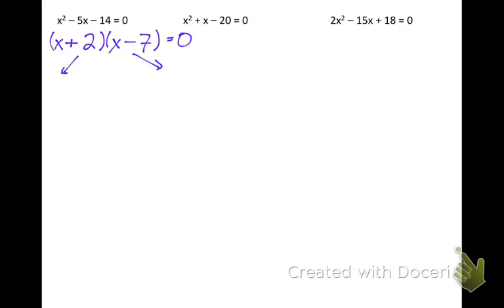And then I can split this up. And so x plus 2 equals 0. x minus 7 equals 0. So my two solutions are x equals negative 2 and x equals positive 7.